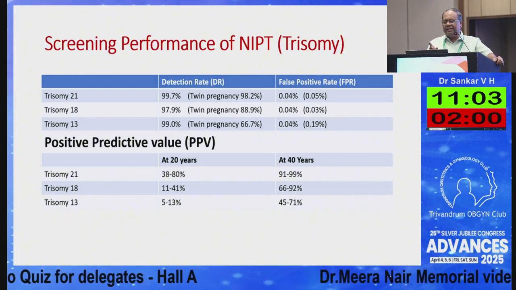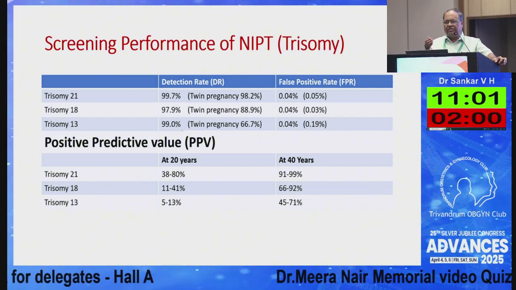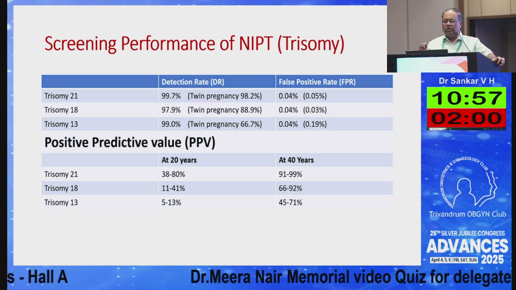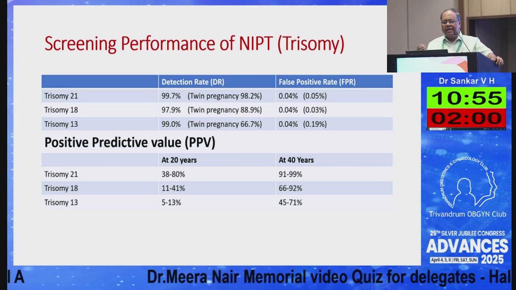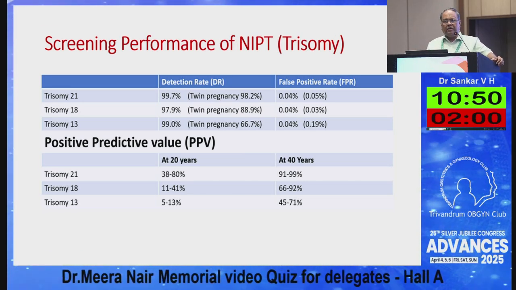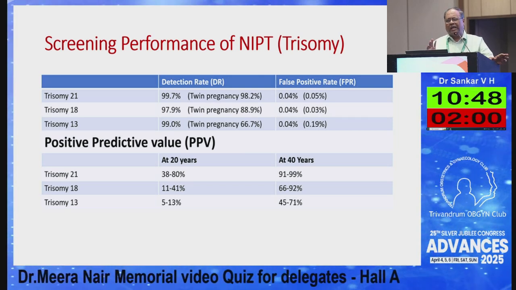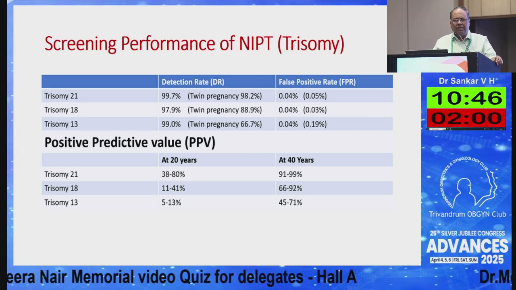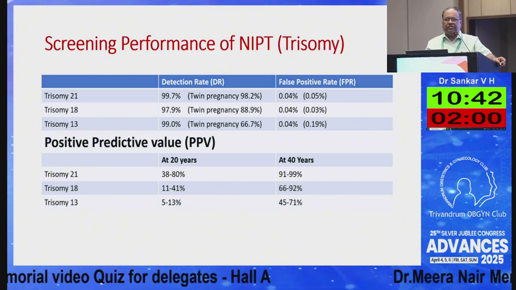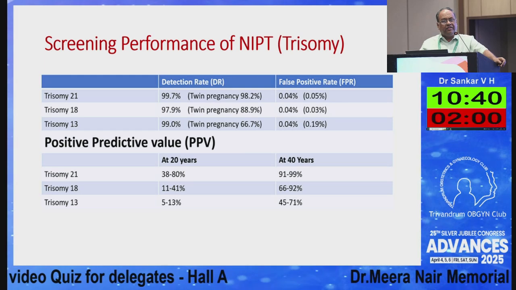In multiple gestations it will be a little bit lower, because cell-free fetal DNA will be less, so it will be 98.2 and so on. Trisomy 18 is a little bit lower, 97.9. Trisomy 13 is 99. And for sex chromosomal abnormalities, it is around 90% only. So it is not recommended for sex chromosomal abnormalities because the detection rate is lower and the false positive rate is high.